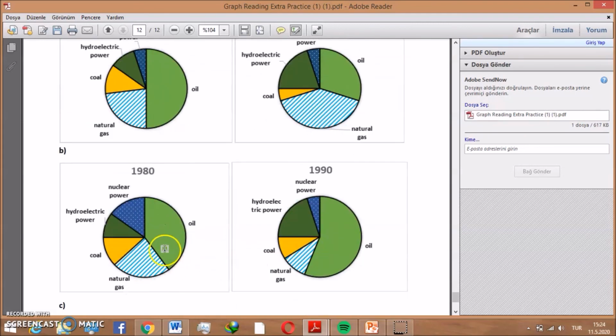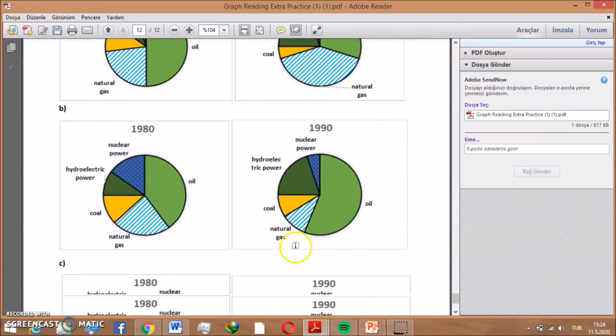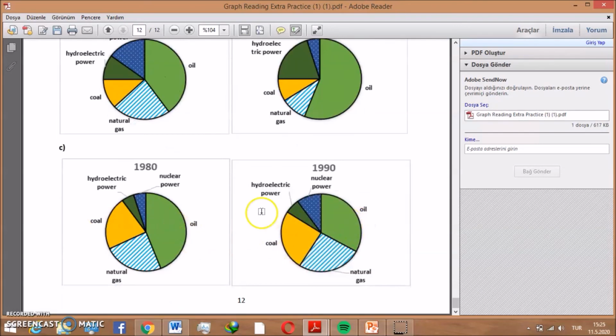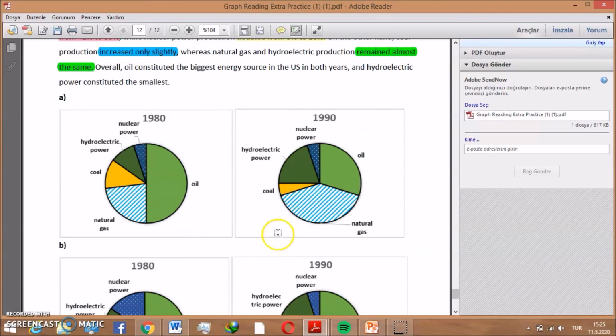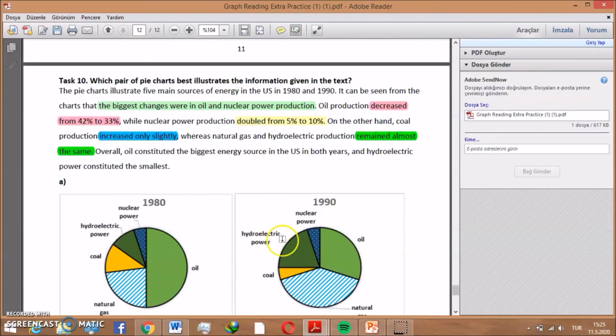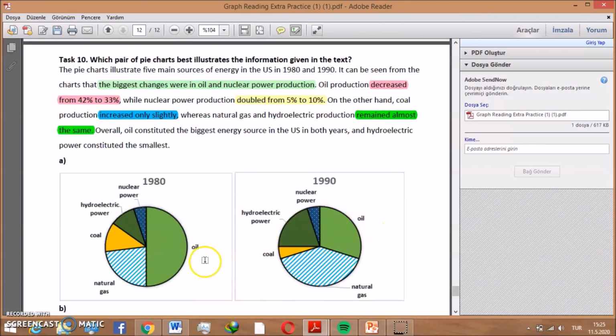So let's look at B. Yes, there is a change in oil. Yes, there is a change in nuclear power. And yes, there's a change. So B and C seem to be better options, but let's go on. Let's not say A is not our answer for now, because we are still at the very beginning. Oil production decreased from this to this. Look, we don't have numbers in the shape, but we can guess it. Okay, so let's find all oil production. So it is the green part from this to this.